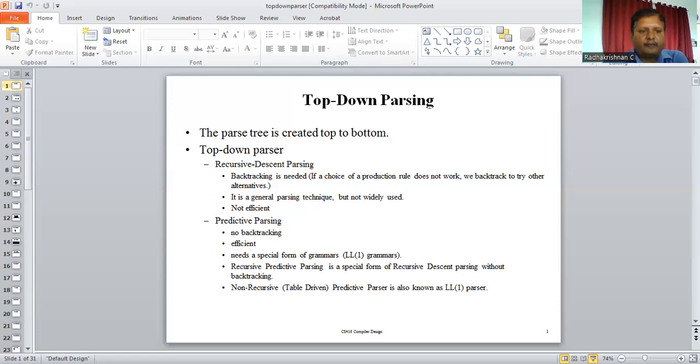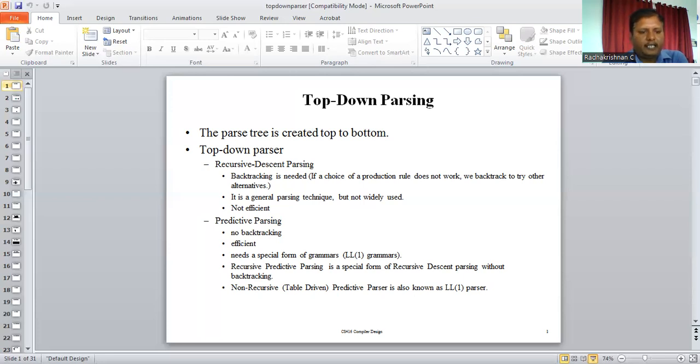The same thing holds for first of T. So first of T equals open bracket, ID. That will be stored into first of T, and that T value will be assigned to E. So first of E equals open bracket, ID.